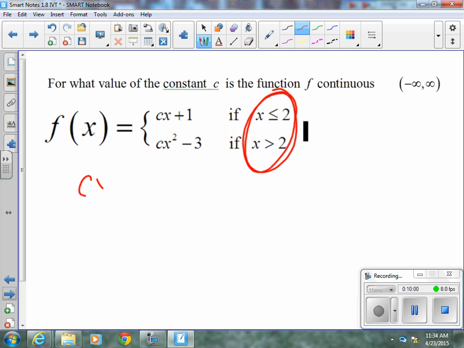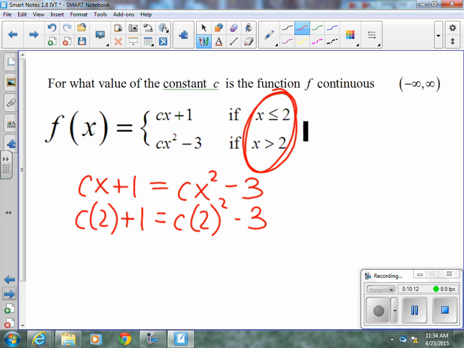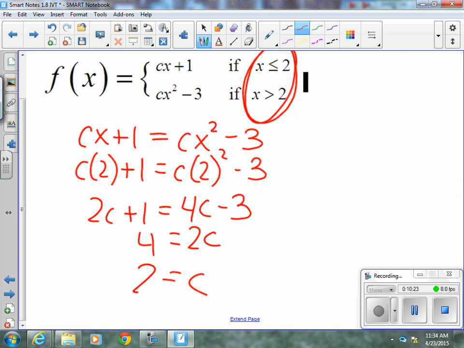So we need to know if cx plus 1 is equal to cx squared minus 3 at 2, which means we have to plug our 2 in. We get 2c plus 1 equals 4c minus 3. We move things around a little bit: 4 equals 2c. So c equals 2, which means c equals 2 is the value that would make this piecewise function continuous everywhere. Each half is already continuous. The only question is at the point when it changes from one function to another. Come with questions tomorrow.